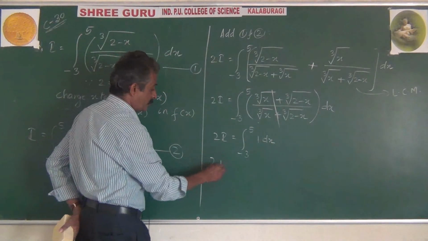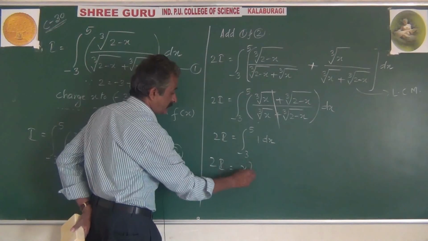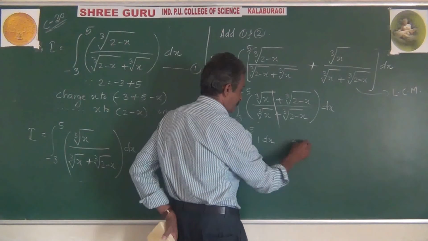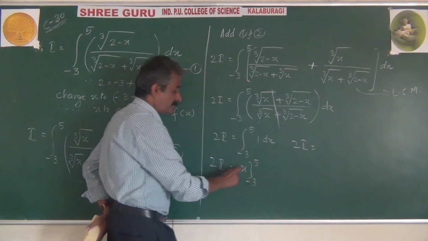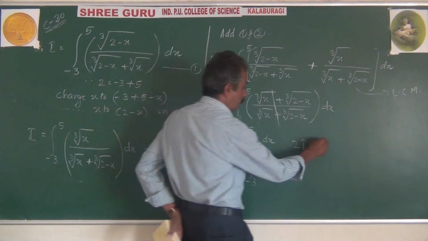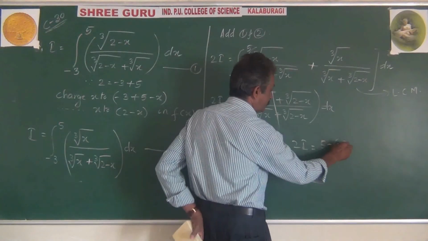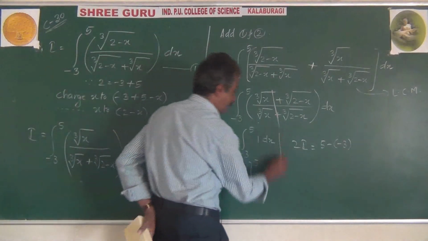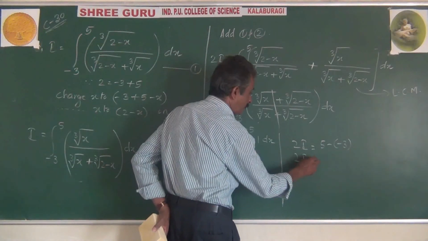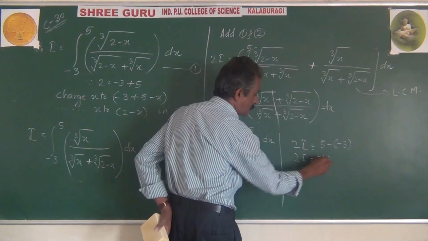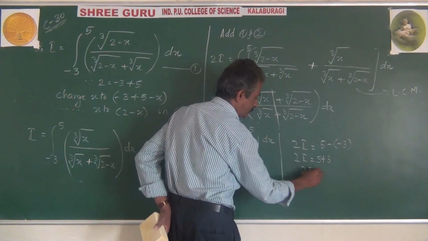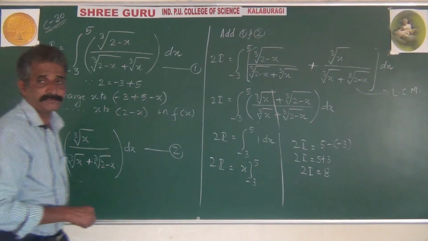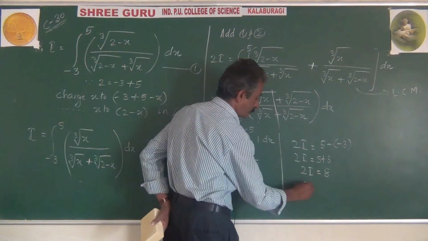That is 2I equal to integration of 1 dx is x, limits minus 3 to 5. So 2I equal to upper limit put x equal to 5, lower limit put x equal to minus 3. Hence 2I is equal to 5 plus 3. That is 2I is equal to 8. Since 5 plus 3 is 8, hence I becomes 8 by 2, that is 4.